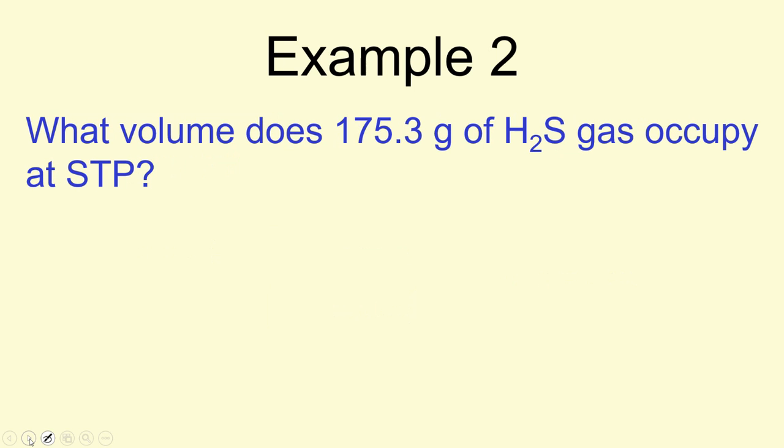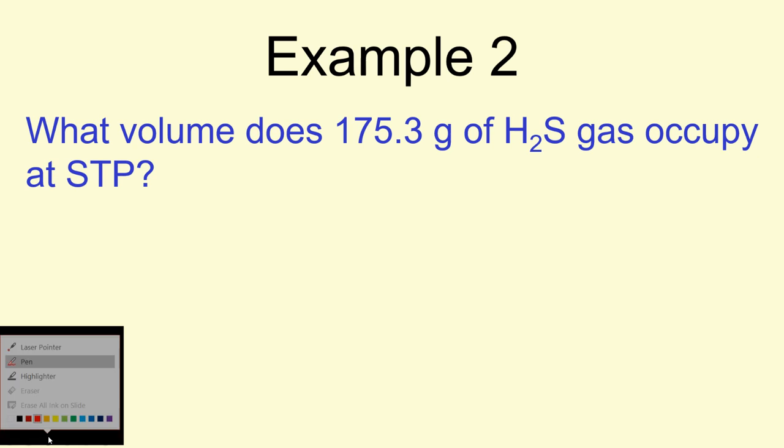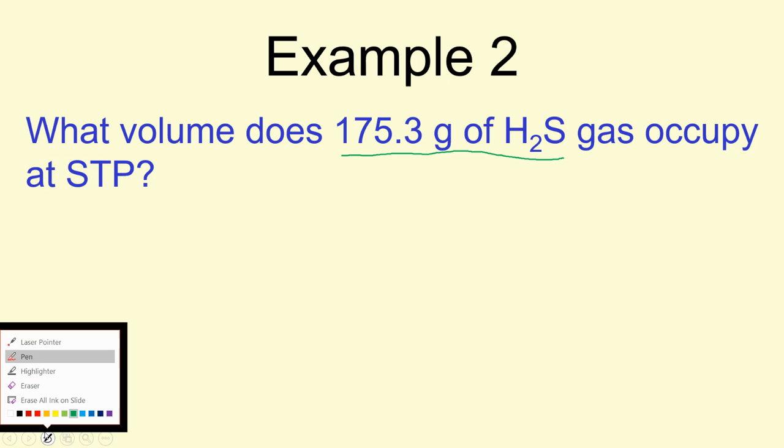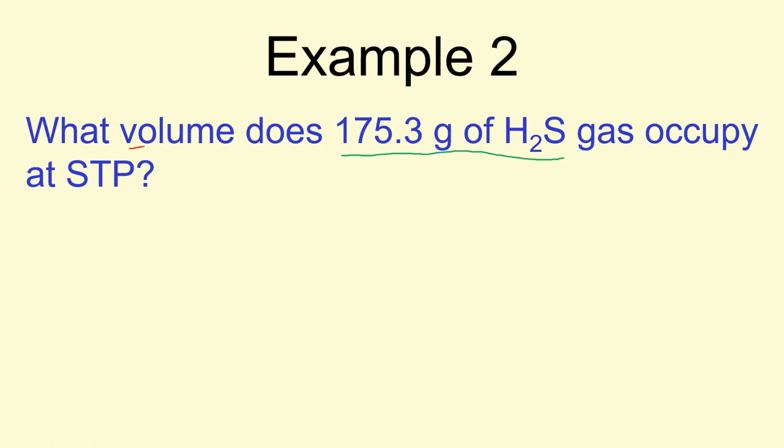Pause the video and practice example number 2. Now let's take a look and check our answers. What volume does 175.3 grams of H2S gas occupy at STP? Okay, again, looking for our givens and goals. My given, 175.3 grams of H2S. My goal is going to be volume.